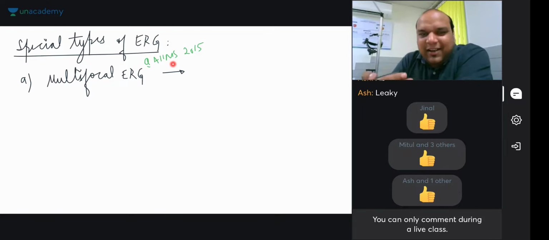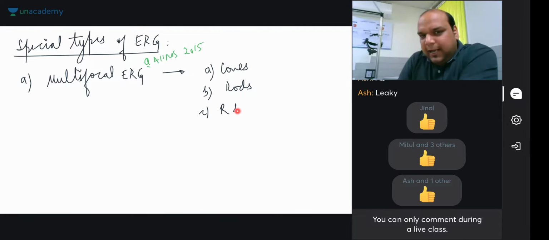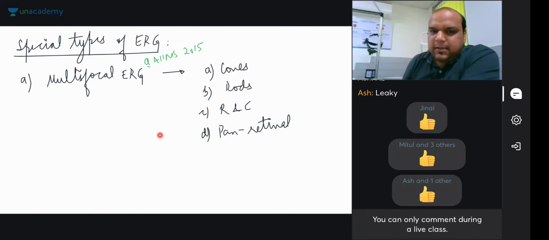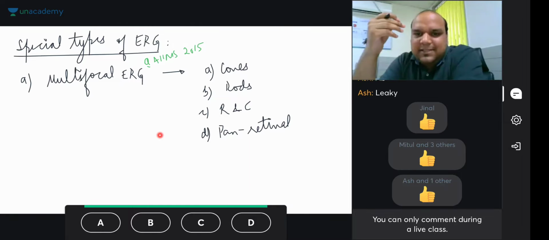Multifocal ERG generates responses from which cells? The options were cones, rods and cones, or pan-retinal. This was the question. If anybody knows the answer, feel free to answer. I am waiting for 30 seconds. I've started the poll. Multifocal ERG generates the responses from which cells?